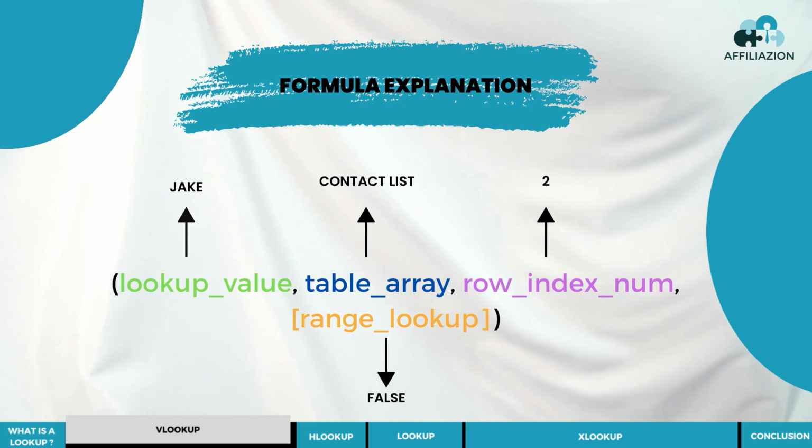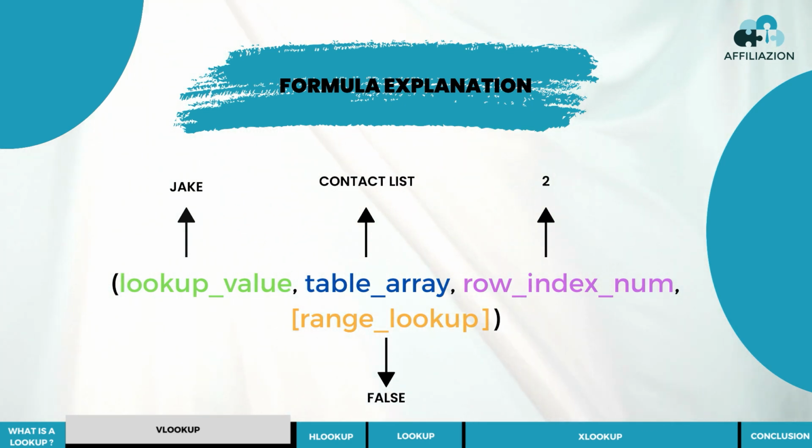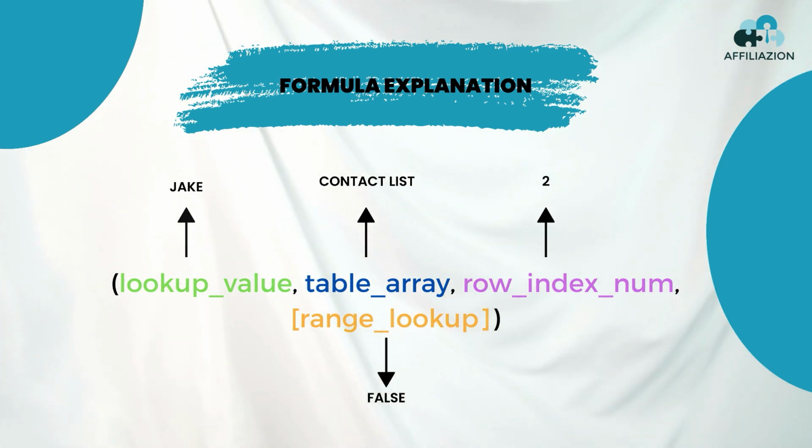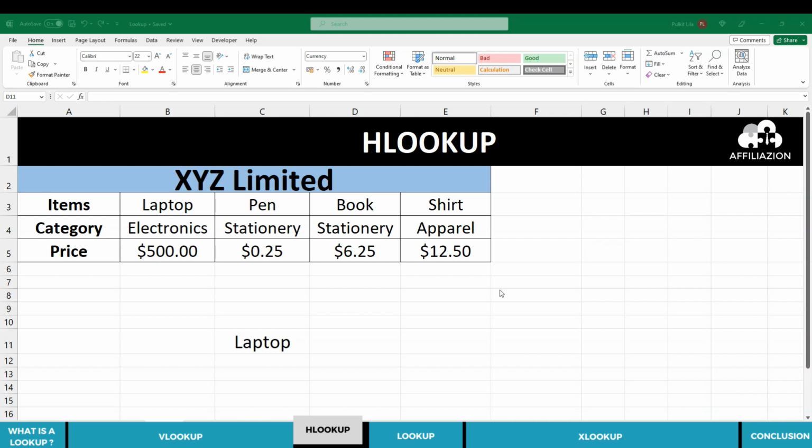So first we have the lookup value, in our case that would be Jake, then the table array, in our case that would be the contact list, then the row index number. So instead of the column index number in VLookup, we have the row index number in HLookup. So that would be 2. And finally, we have to select if it's true or false. True for approximate match and false for an exact match. Okay, let's look at an example of HLookup now.